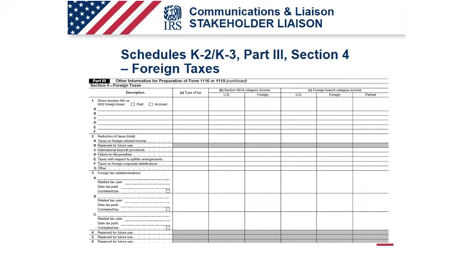Line 2 of Section 4 reports any reduction in foreign taxes. This corresponds to line 12 of the Form 1116. Line 3 reports any foreign tax redetermination, which corresponds to the new Schedule C of the Form 1116. Line 3 requires new reporting in tax year 2022 with respect to contested taxes.